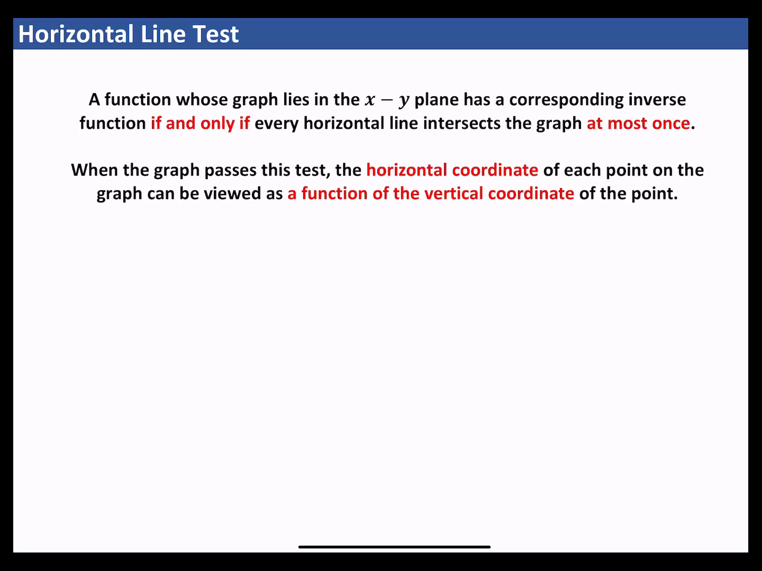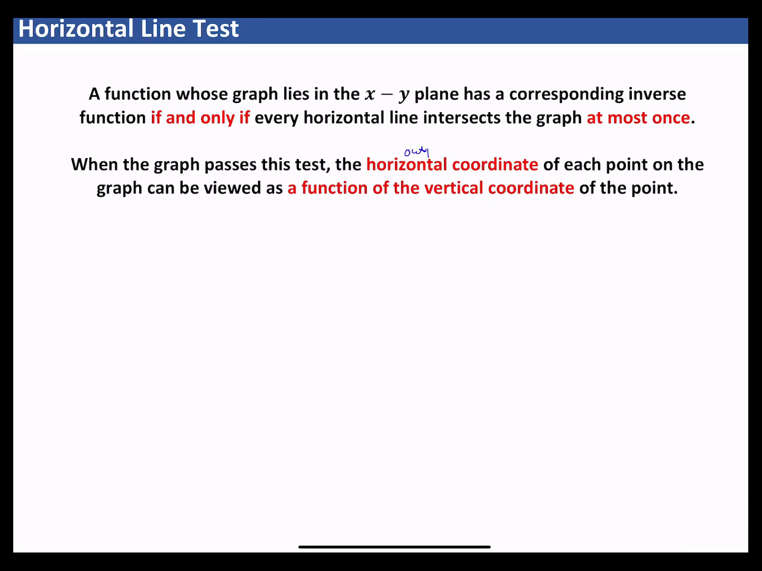When the graph passes this test, the horizontal coordinate of each point on the graph can be viewed as a function of the vertical coordinate of the point. In the next video, we'll look at how to determine if a function determined by a formula has an inverse function.